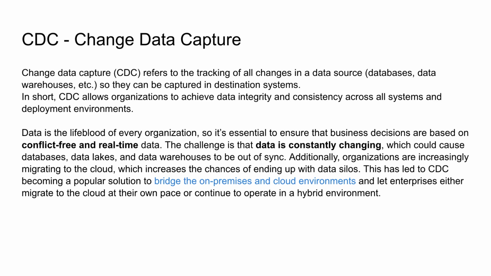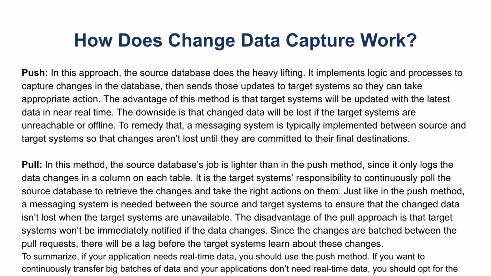Mainly there are two methods of change data capture. One is push and the other is pull. In the push method the source database does the heavy lifting. It implements logic and processes to capture changes in the database, then sends those updates to the target system so it can take appropriate action. The advantage of this method is, since the source system is doing all the processing and sending data to the target system, it can send real-time data. However, the disadvantage is if the target system is not available, then the message is lost.